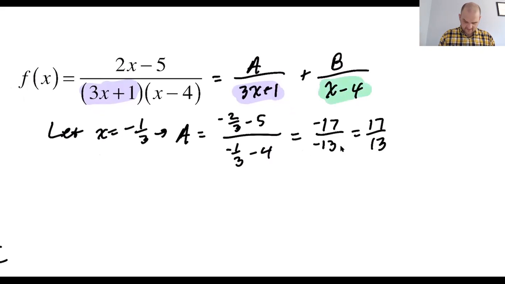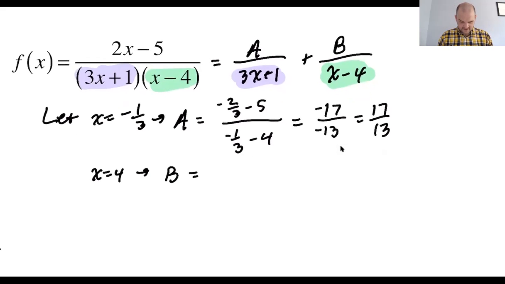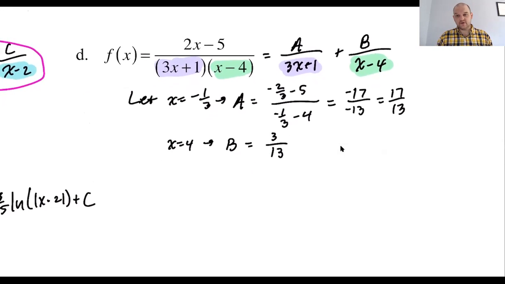Here we go. x minus 4. What makes that equal 0? x equals 4. This will be solving for b. We go over here. We cover this up. And then if I let x equal 4, I get 8 minus 5 is 3 over 12 plus 1 is 13. So common denominator, so maybe it's not wrong.